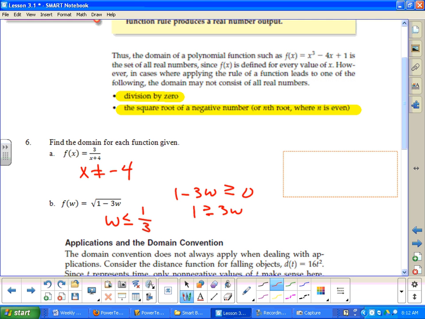I can't take the square root of a negative number. So what's under the radical has to be 0 or positive, which would be greater than or equal to 0.